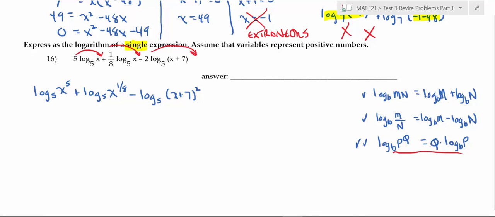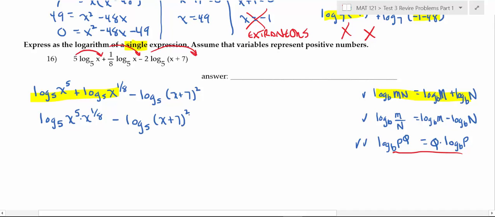Now, these are a sum of 2 logs, and a sum of 2 logs gets put together like this. So we write this as logarithm base 5 of x to the 5th times x to the 1/8. Then we can bring this down like that. So we've utilized that property.